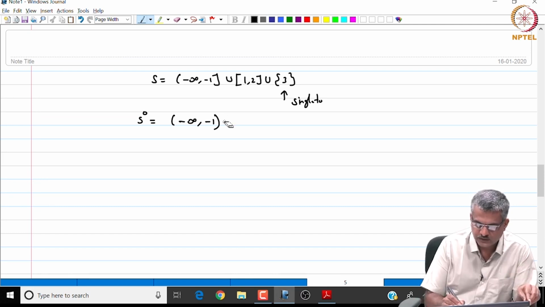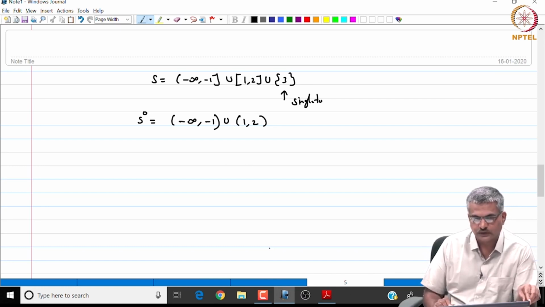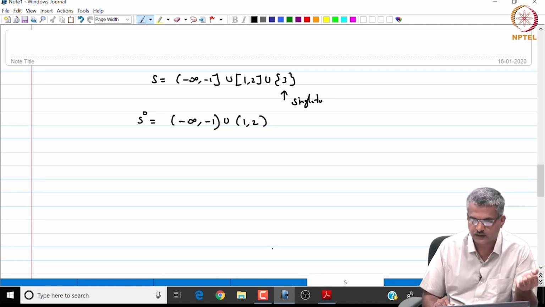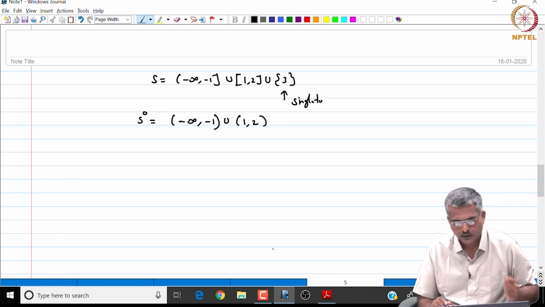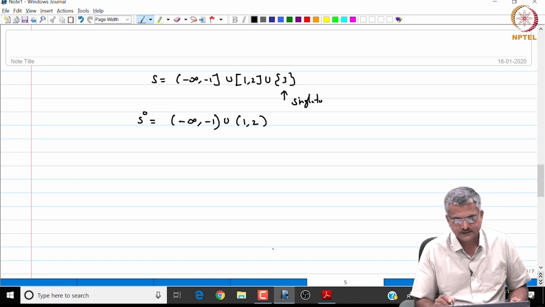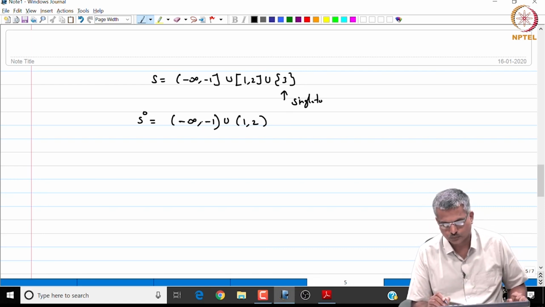Now, what about this? So, 1 and 2 you exclude them, and we also know that a singleton is a closed set. So, obviously, it does not qualify to be an interior point. So, the interior of set S is from minus infinity to minus 1 union 1 to 2.